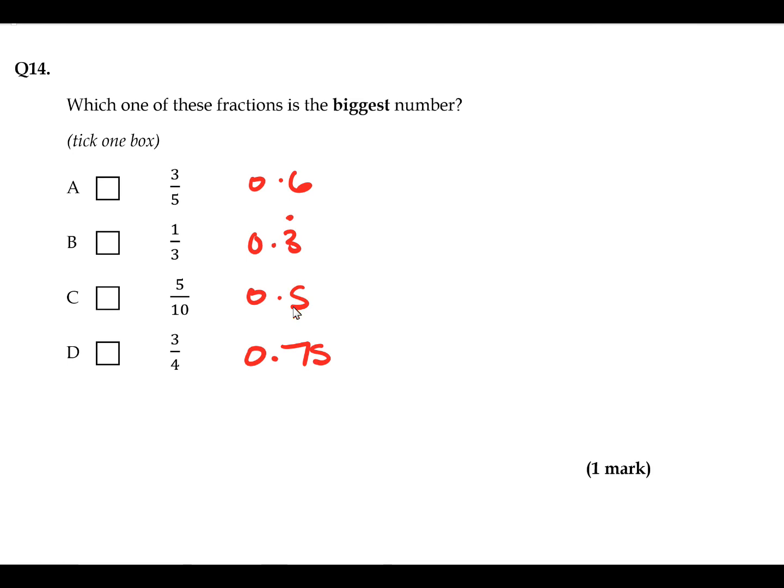So by quickly looking at them, we can turn them into decimals because they're all fractions we should be aware of. And now we need to find the biggest number that we've got, which is 3/4. So tick D for 1 mark. And that is the end of section A, and it's out of 15 marks.